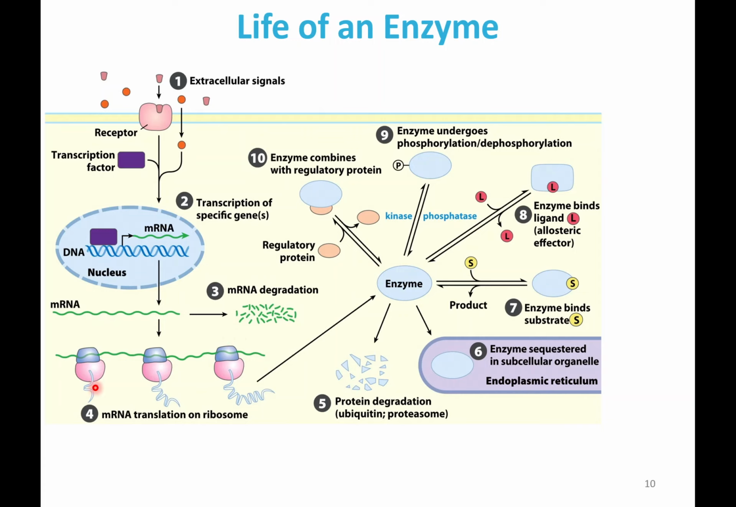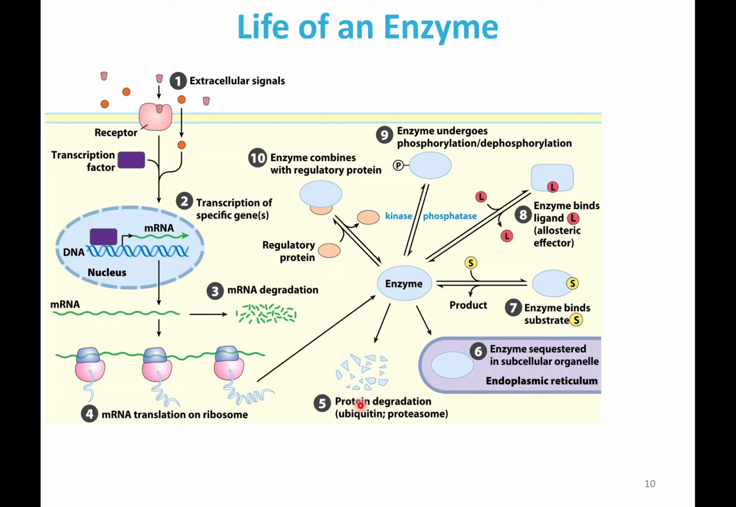Okay, the other way is actually the translation. So how much of that messenger is translated, that can be a method of regulation. Okay. After that step, the enzyme is produced, and you have an enzyme that's a fully folded protein. Okay, and from there you can have 6 other ways of regulating that.